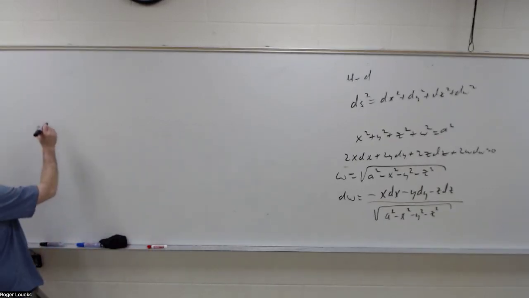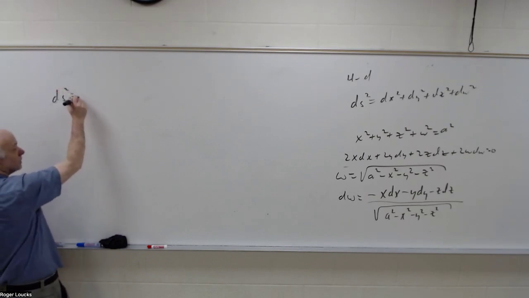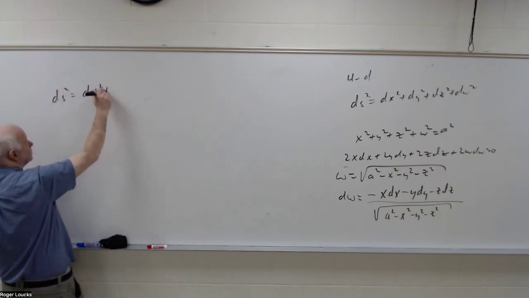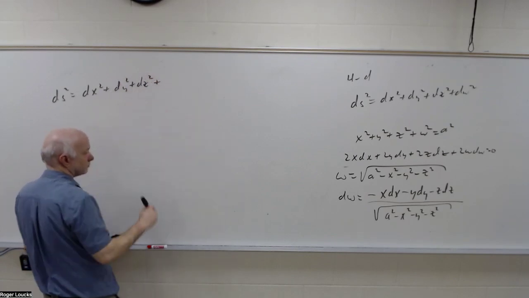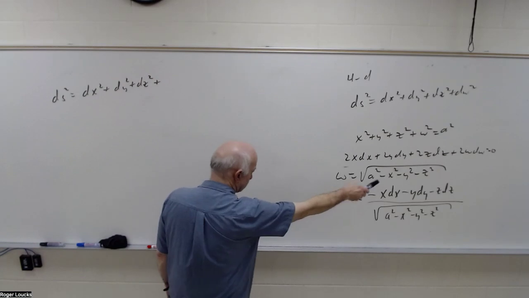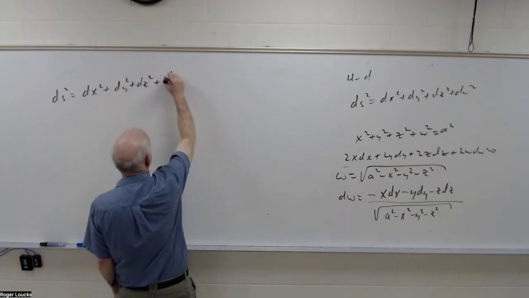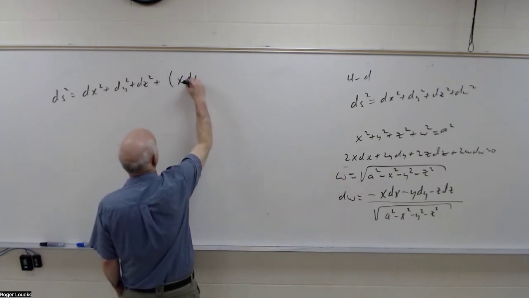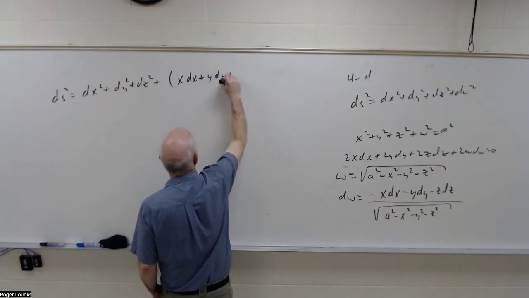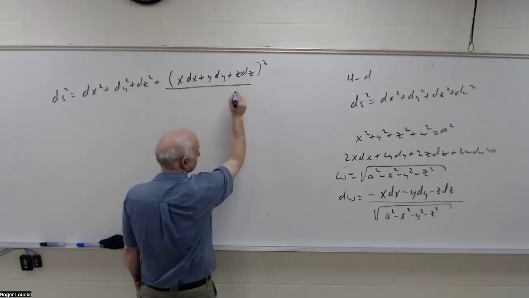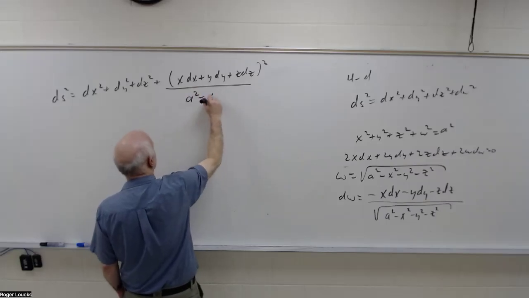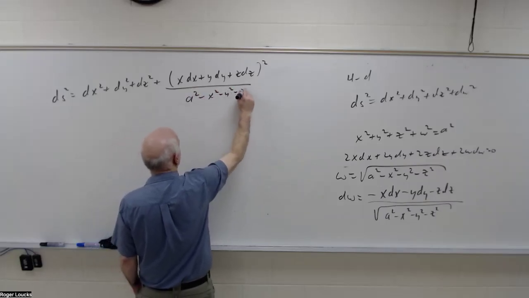And if we do that, that gives us this squared here. And all those minus signs are going to go away. So that's going to give us this x, y, z squared, all over a squared minus x squared minus y squared.